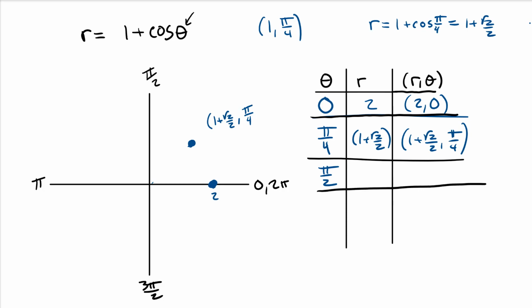And let's plug that in. Now this one I can do pretty quickly. Cosine of pi over 2 is equal to 0. So 1 plus 0 is equal to 1. So we have 1 comma pi over 2.